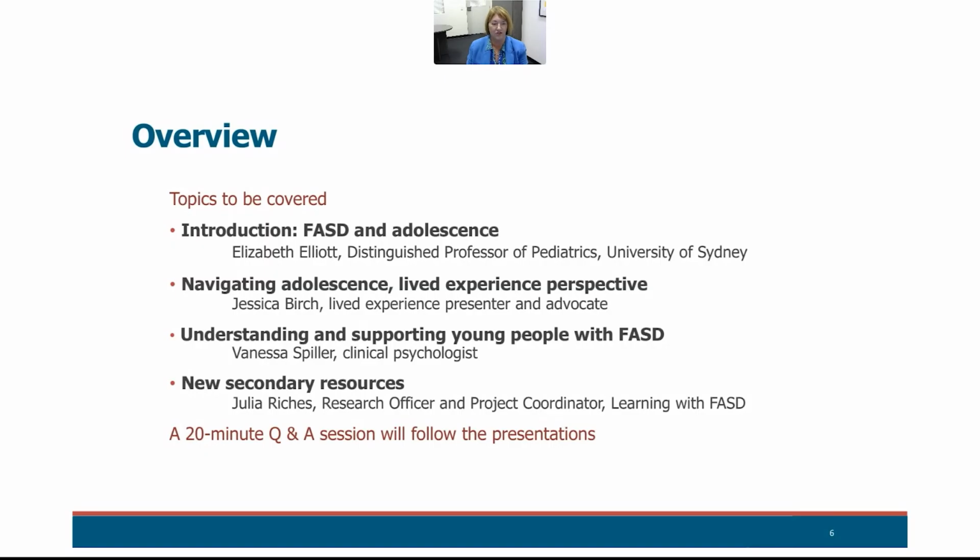Now, we know that longitudinal studies show that adolescents with fetal alcohol spectrum disorder who do not receive appropriate support have an increased risk of dropping out of school, of mental ill health, substance use and contact with the justice system. But FASD-informed teachers can partner effectively with parents to provide early and appropriate support to mitigate these adverse outcomes.